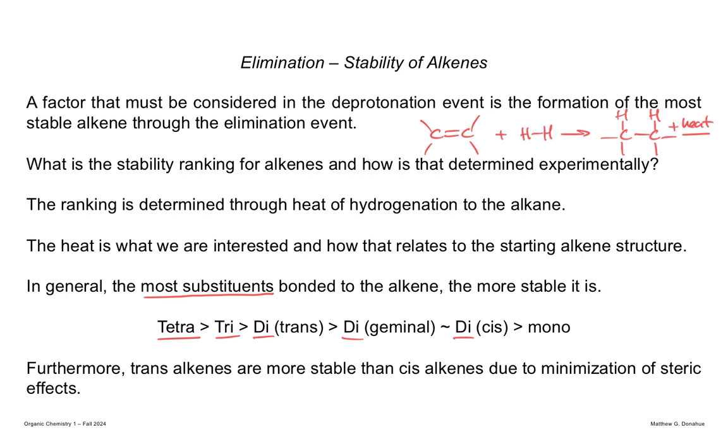Trans means the highest priority groups are on opposite sides of the pi bond. Cis, they're the same side. This new one, geminal, that means those substituents are on the same carbon. So cis and trans, they're on the two different carbons. Geminal means they're on the same carbon. And then mono substituted. So tetra is the most stable, followed by tri, then di, then mono.